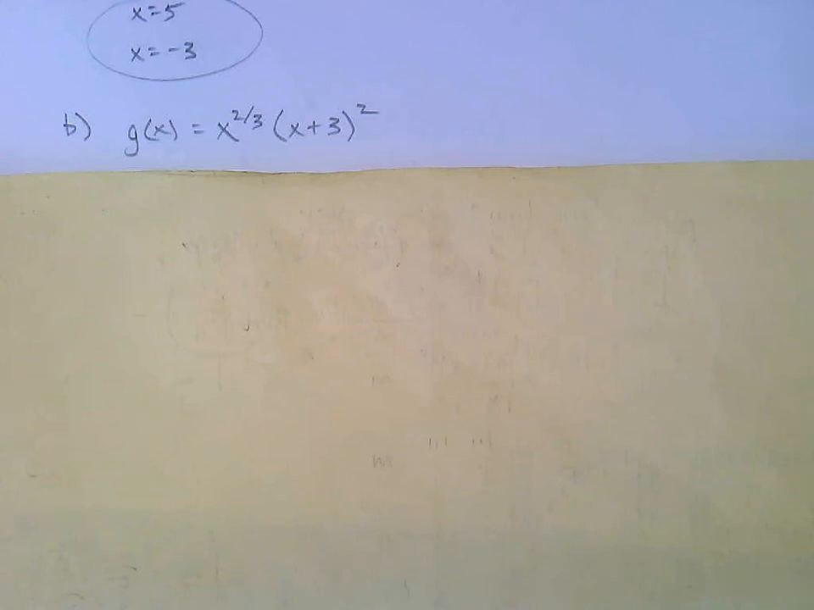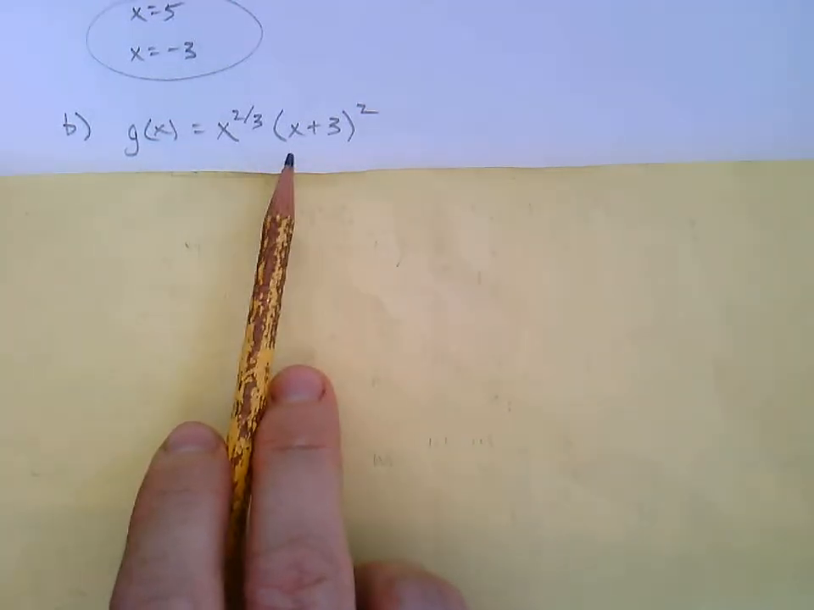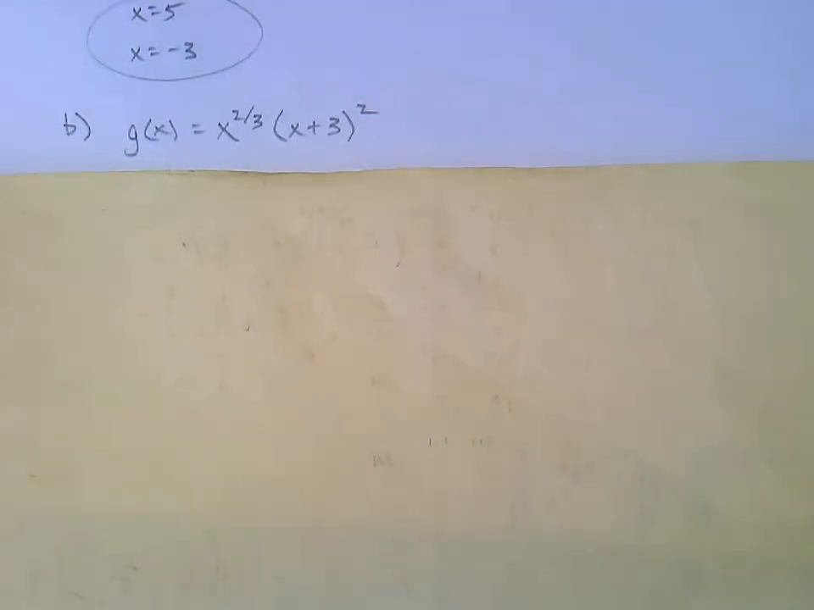g of x equals x to the 2/3 times (x plus 3) quantity squared. Now, by the time we're done with this whole conversation, by the end of 4.3, you're going to have so much information about that graph, you'd be able to graph it without any technology. Get a really good idea of what it looks like. Isn't that crazy? That's pretty cool.